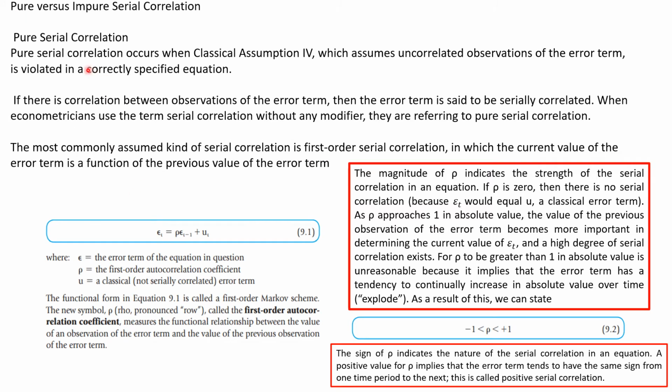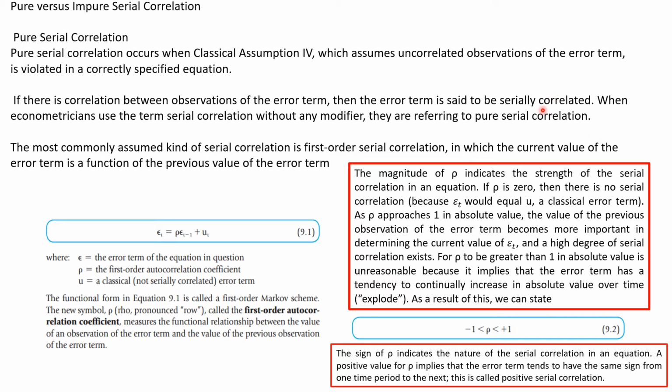Okay, in this slide I will discuss pure versus impure serial correlation. First, let's discuss pure serial correlation. Pure serial correlation occurs when classical assumption number 4, which assumes uncorrelated observations of the error term, is violated in a correctly specified equation. If there is correlation between observations of the error term, then the error terms are said to be serially correlated. When econometricians use the term serial correlation without any modifier, they are referring to pure serial correlation.